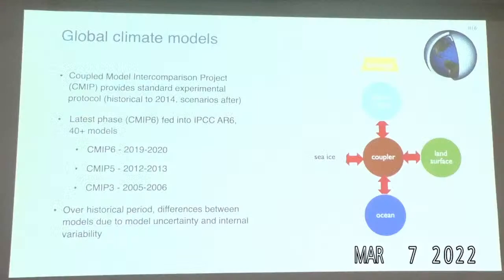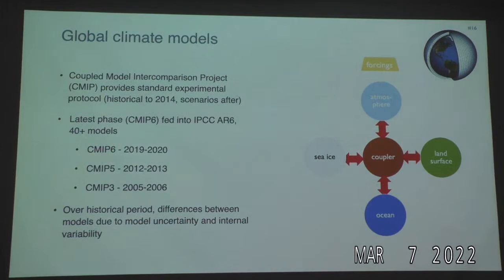So global climate models, of course, describe the physics of the atmosphere, ocean, and the land surface. These might be different model components, as shown in the schematic, that interact through a coupler. And they have forcings, including greenhouse gases and anthropogenic aerosols. They can be influenced by volcanic eruptions and solar variability. There are a number of complex and nonlinear interactions between various components of the climate system on different timescales in these models.